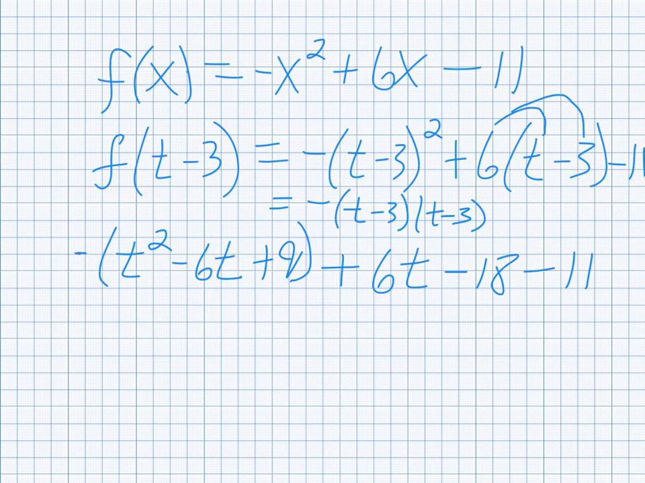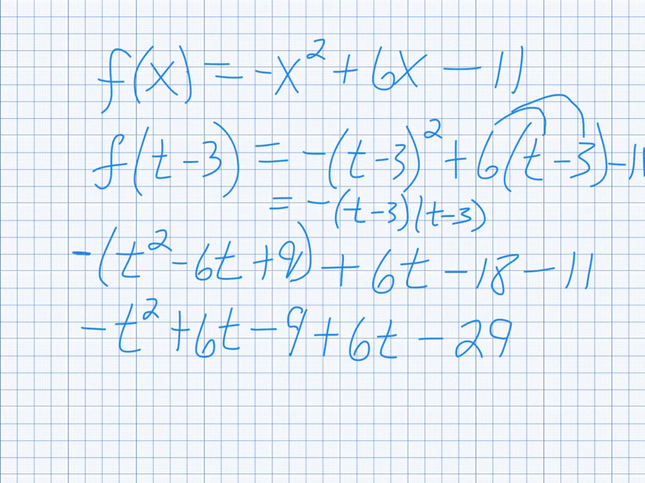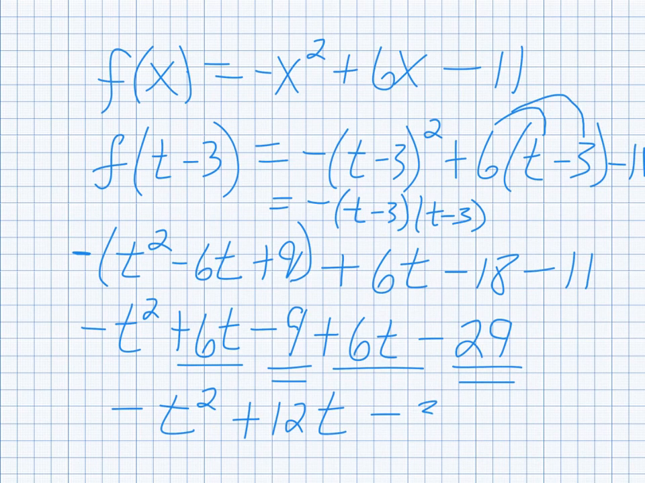All right, so here on the next step, I'm going to distribute this negative sign. This is going to become negative t squared plus 6t minus 9 plus 6t minus, and I'm just going to subtract these, so negative 18 minus 11, that's negative 29. All right, and then I can simplify. This 6t is a like term with this 6t. I'm going to combine those. This negative 9 is like with this negative 29, so I'm going to combine those. And so this is going to become negative t squared plus 12t minus 38. And that's my final answer.